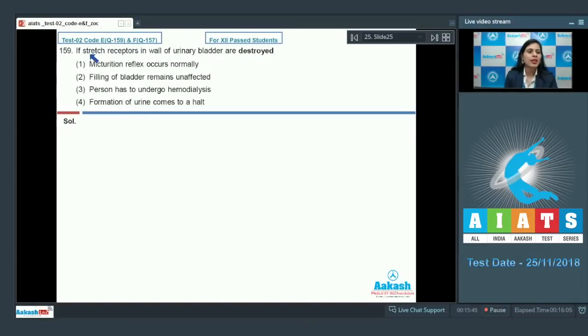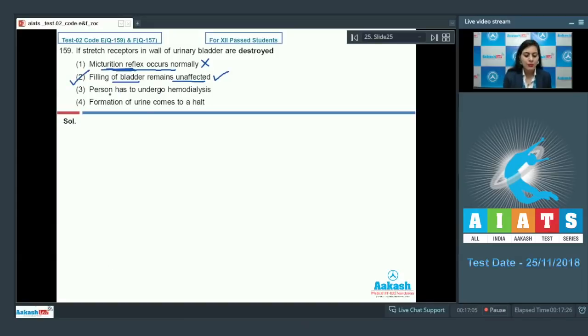Question number 159. If stretch receptors in wall of urinary bladder are destroyed, the first option given is micturition reflex occurs normally. And this is an incorrect option because this signal for micturition reflex is initiated by the stretching of urinary bladder when it gets filled. So this is an incorrect statement because if stretch receptors are non-functional, micturition reflex cannot occur. The next option given is filling of bladder remains unaffected, and this is a correct option. It is a correct answer to our question because filling of urinary bladder is independent of stretch receptors.